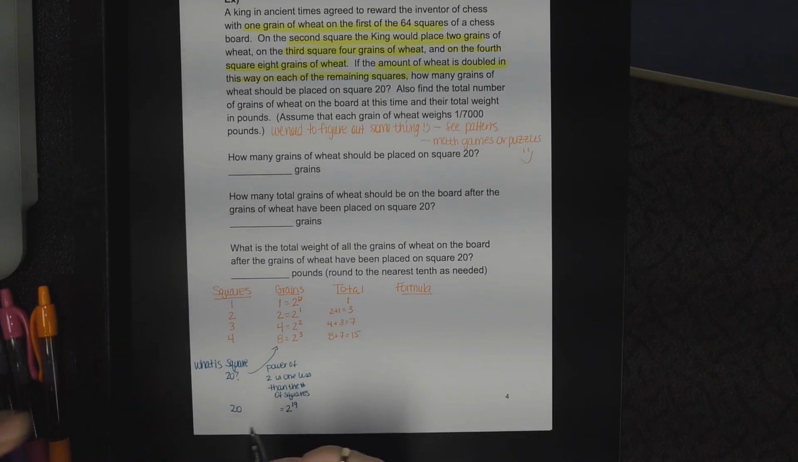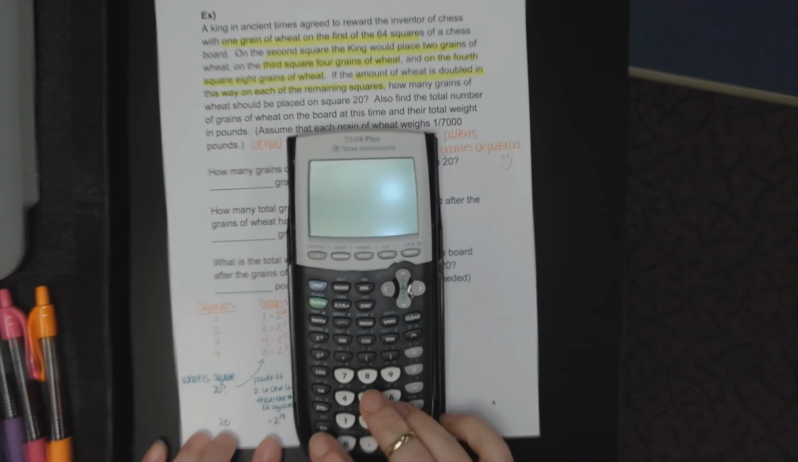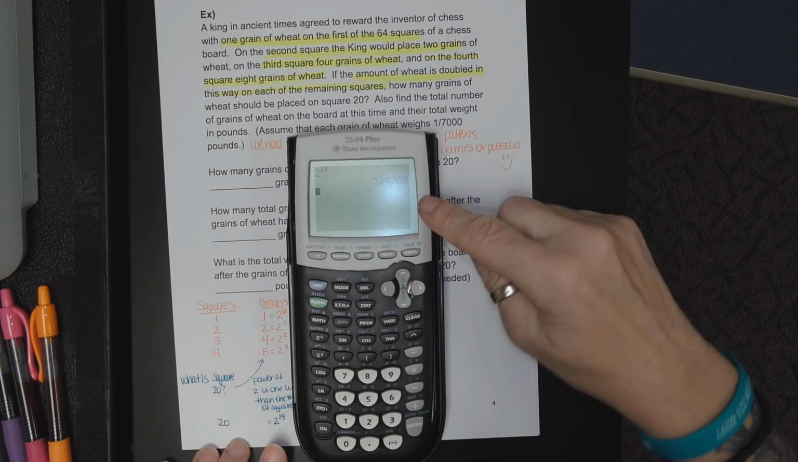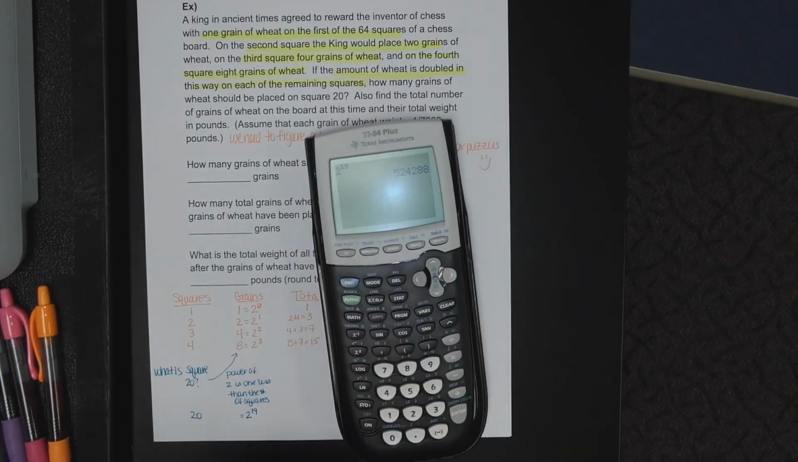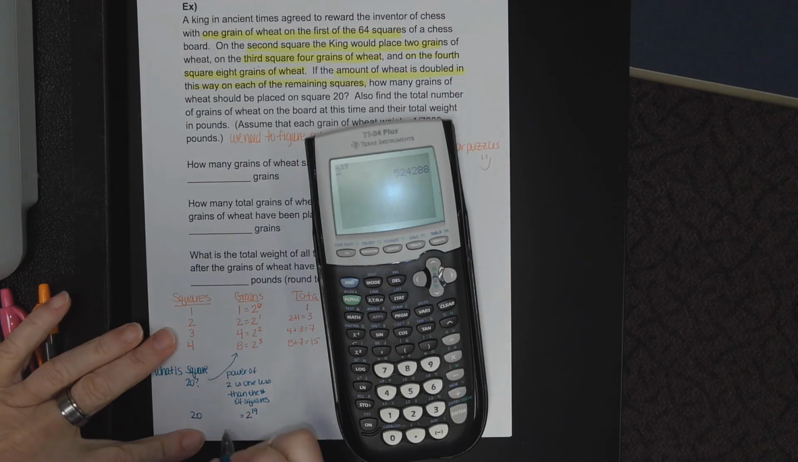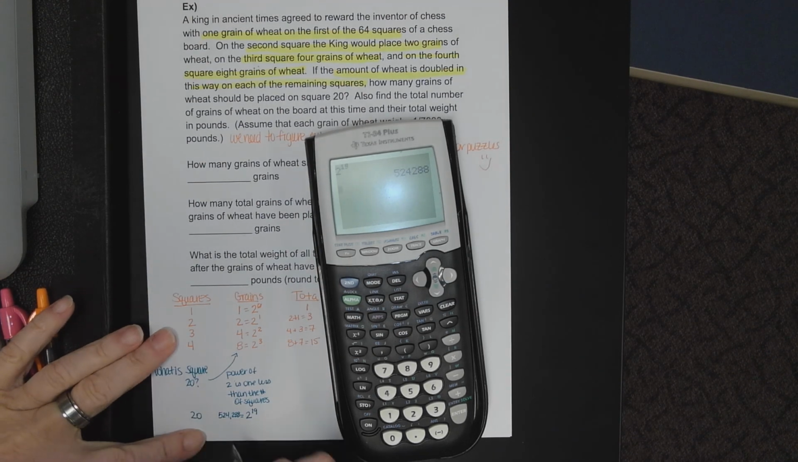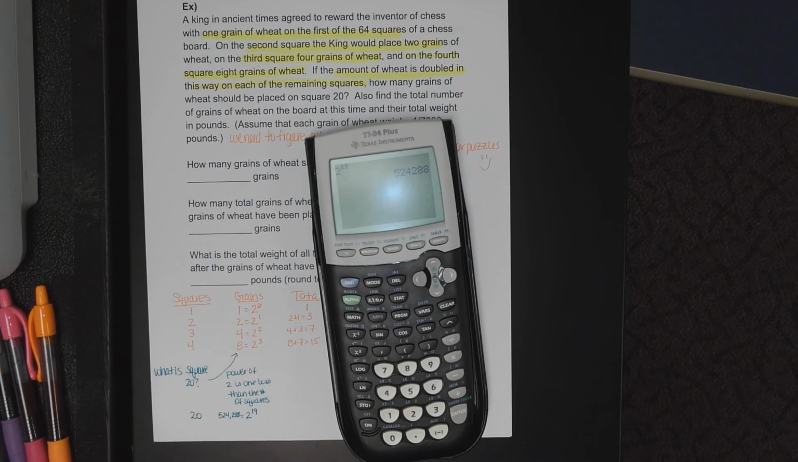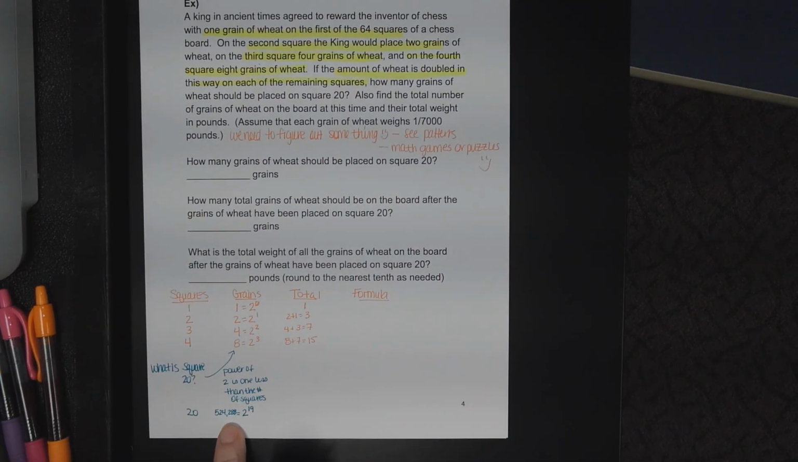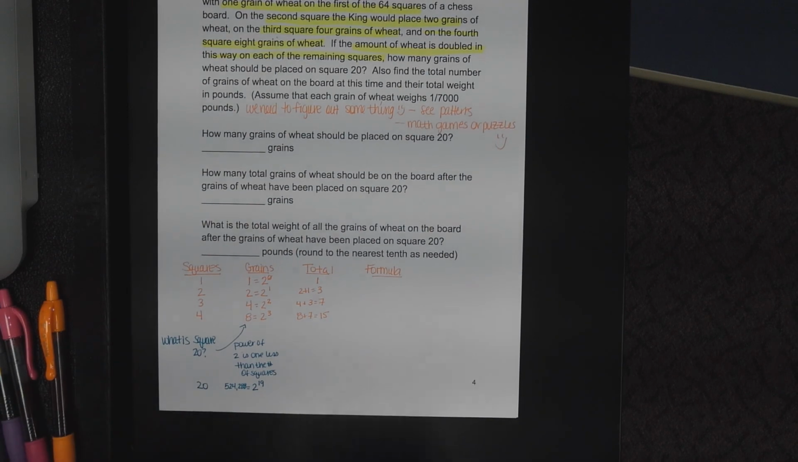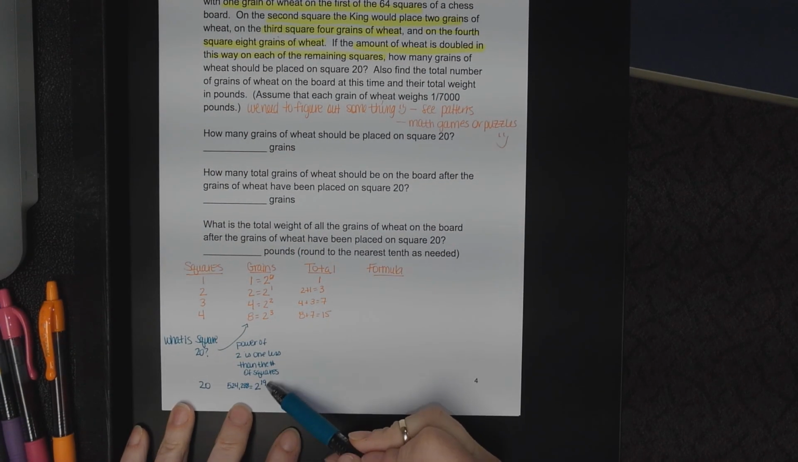2 to the 19th equals, well, let's see. So that is going to be how many grains we have on the board. I don't know if I'll be able to put it there, but I'm going to try. 524,288. So that's the total number of grains we have on the board. It's 524,288. I didn't have much room. Could have written it underneath, I guess. For 2 to the 19th.